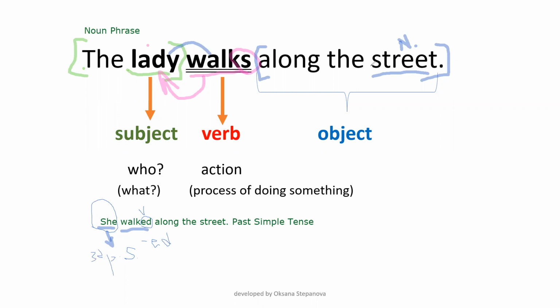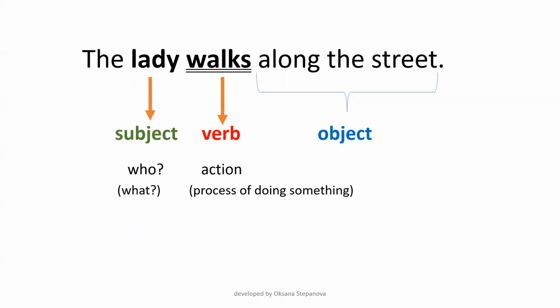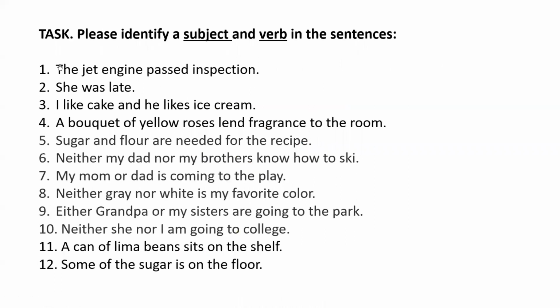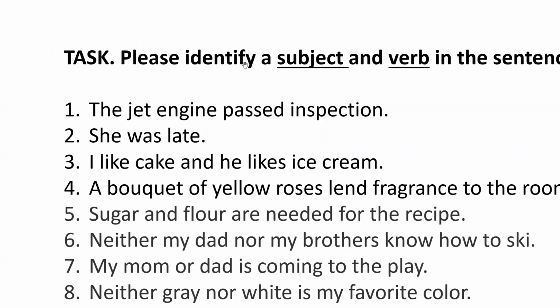Okay, hope everything makes some sense. I will give you some more examples just in a second. So bear with me for a moment. All right, so let's look here at this couple of sentences. Let's look at sentence number 1. What can you say about sentence number 1? We can say that the jet engine passed inspection.